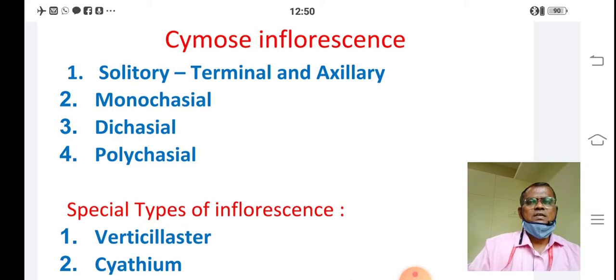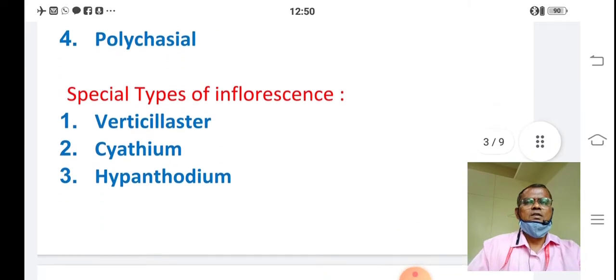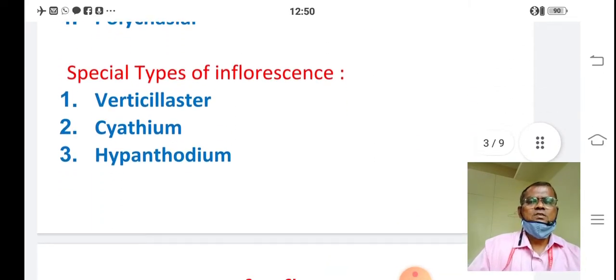Then monochasial, dichasial or polychasial. Already we know, we have seen this morphological character, I think in the introductory part or in practical also. So just remember it, and their different examples are there. Again we cannot give all, but which part should be covered. So this is important. In the special types of inflorescence, these are the three: verticillaster, cyathium and hypanthodium.